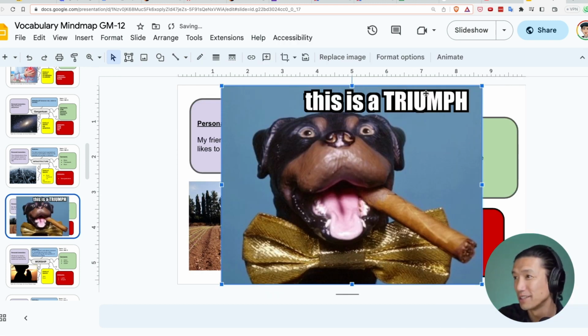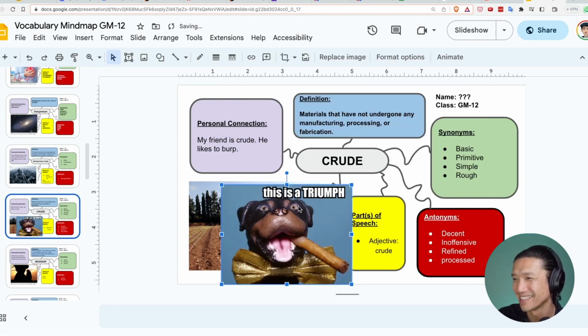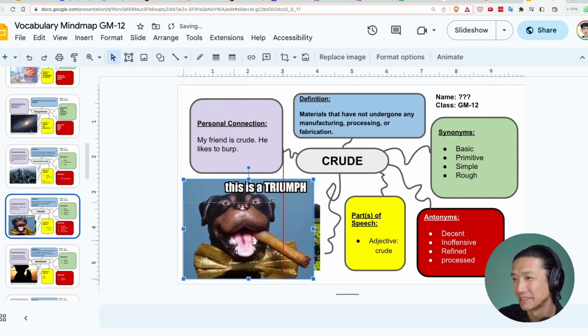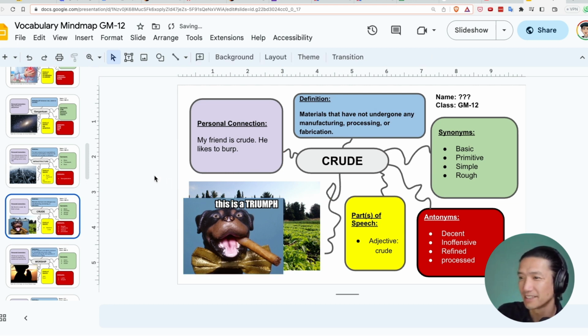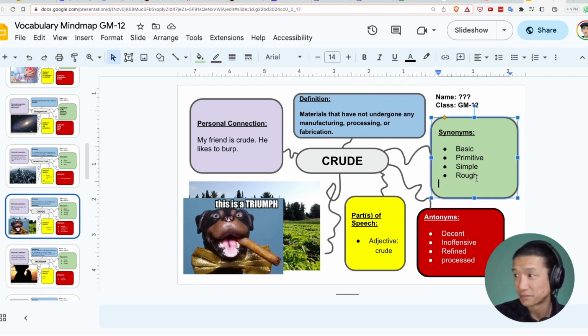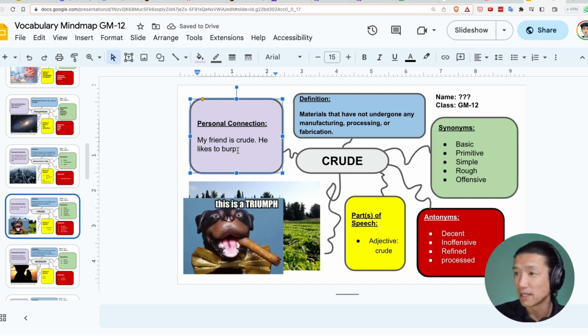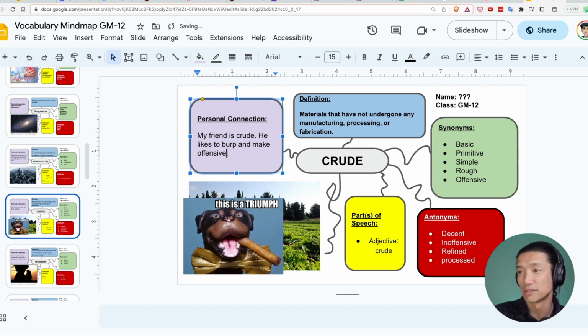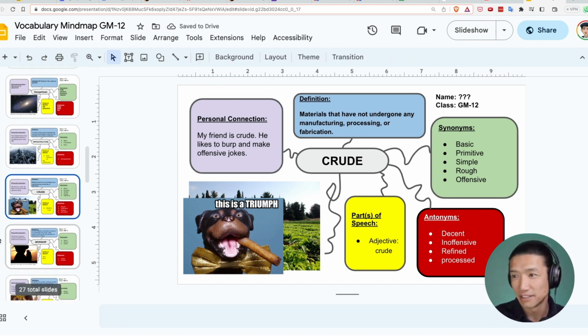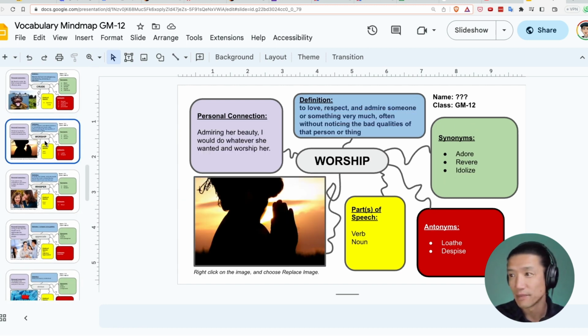Crude can mean rude. This is Triumph the Wonder Dog. I don't think you guys know him. He's kind of crude. He makes bad, dirty, offensive jokes. I would put offensive in here. A crude joke is like an offensive joke. He likes to burp and make offensive jokes. This dog likes to too. So you can look him up: Triumph the Wonder Dog.